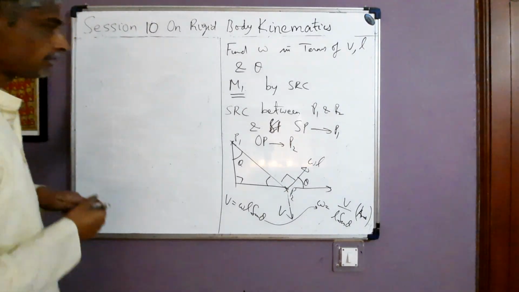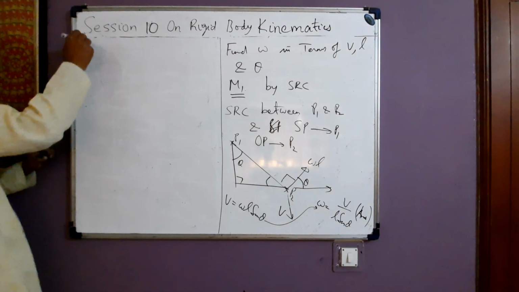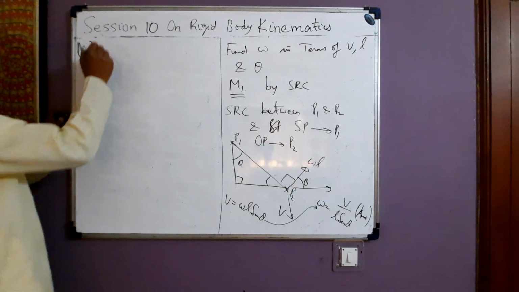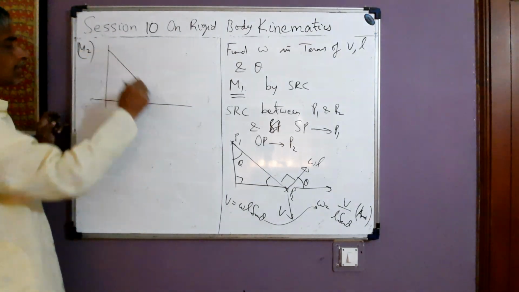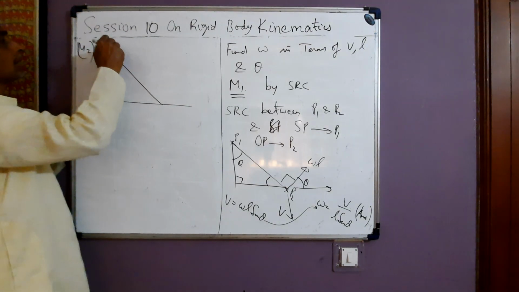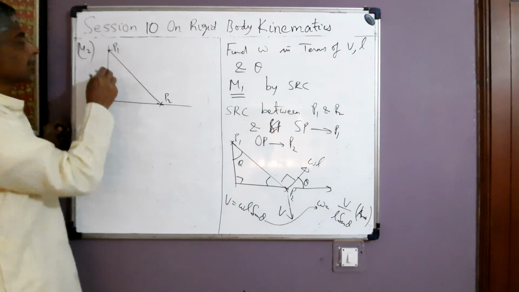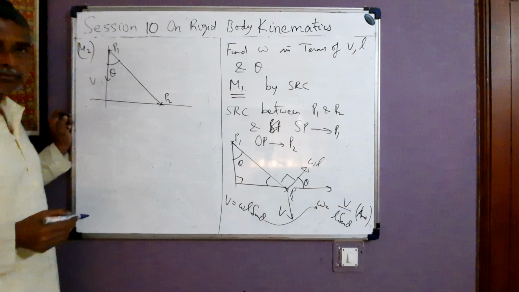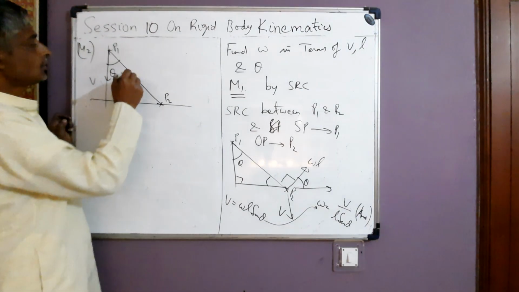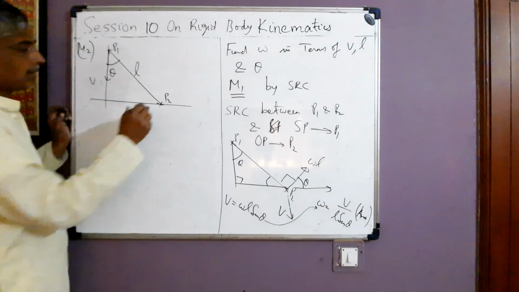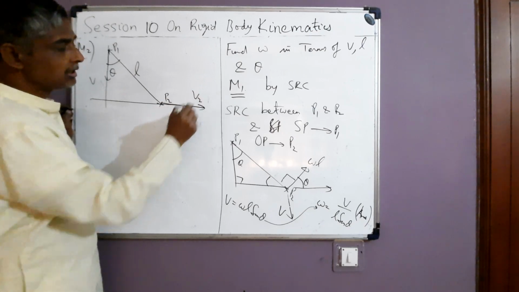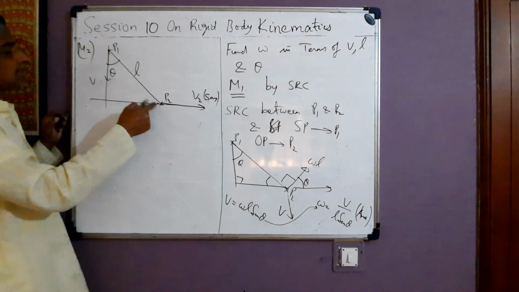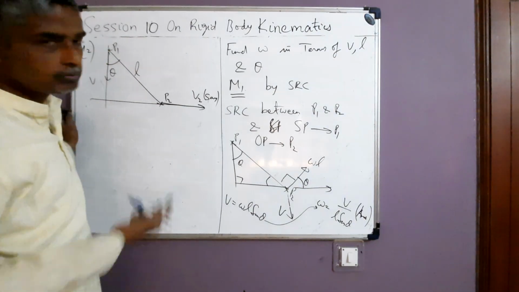This was method 1. Method 2 is also a good method. We use the concept like this. This is P1, this is P2, this is V in the downward direction, this is theta, and this is L. The velocity of P2 is in this direction, say V2, with respect to ground. The distance between P1 and P2 is fixed at L, since it is a rigid body.